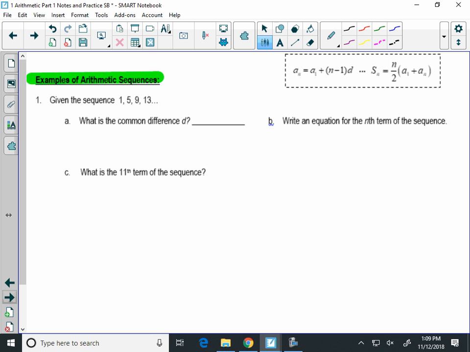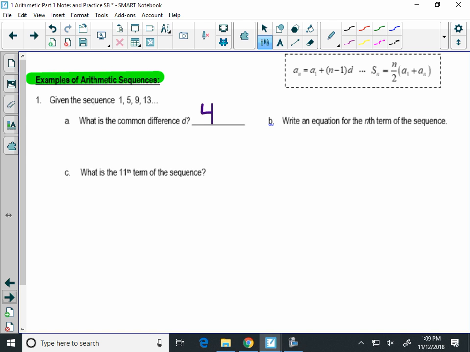All right, so we're given a sequence: 1, 5, 9, 13, dot, dot, dot. And the reason we put dot, dot, dot is because sequences can go on forever. So this pattern goes on infinitely. We need to start by figuring out what is the common difference. What number am I adding every time? 4. Okay, so our D, our common difference, is 4.